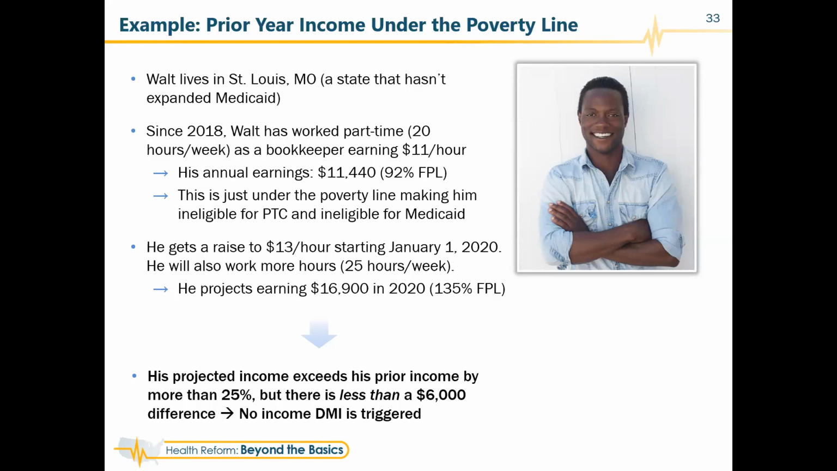So in Missouri, he's not eligible for Medicaid, but he's also not eligible for a premium tax credit. But let's say that for 2020, he's getting a raise and he's going to work some more hours. And so his income is going to be higher. He's going to be in the territory for premium tax credits. So his projected income exceeds his prior income by more than 25%, but there is less than a $6,000 difference. And therefore, no DMI is triggered. So he's not going to have to submit any additional documentation of his income. His attestation will be accepted.